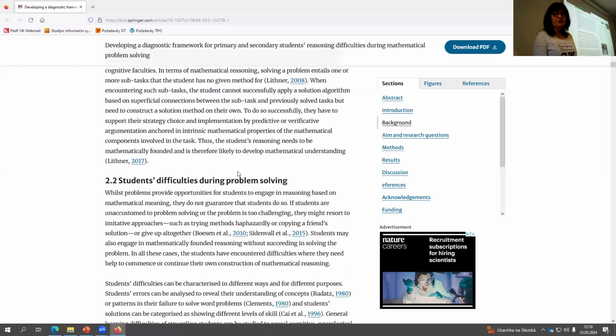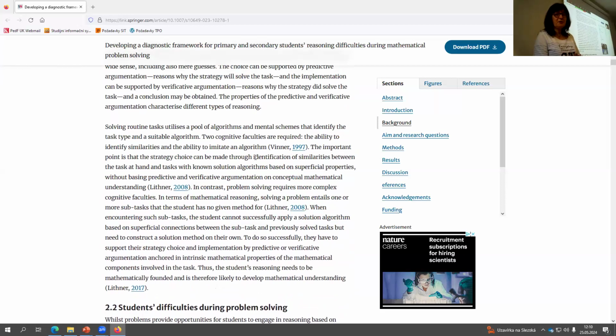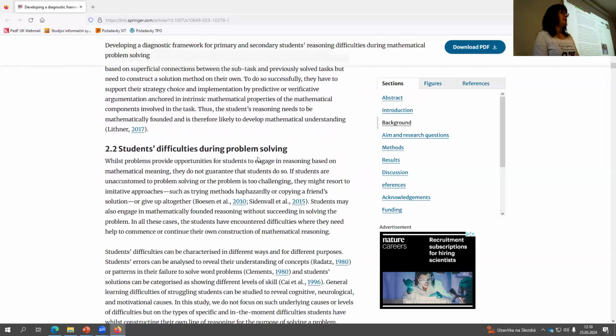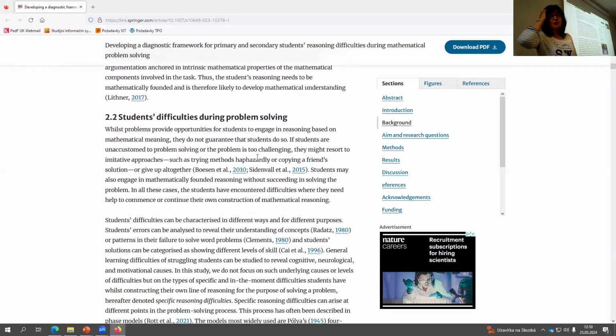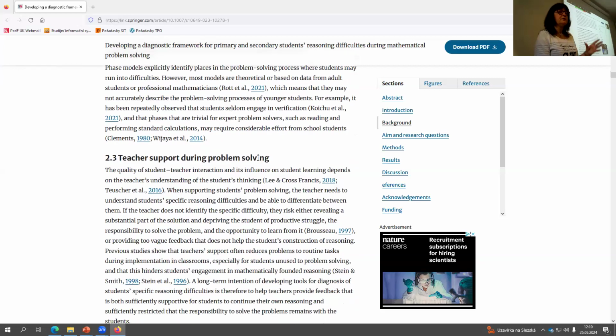Yeah, so then we have students' difficulties during problem solving. So this was mathematics and problem solving as such. Here they say what we know about students' difficulties during problem solving. Then what teachers can do. So you can see that these two aspects are clearly distinguished: pupils and teachers, not pupils and teachers together.